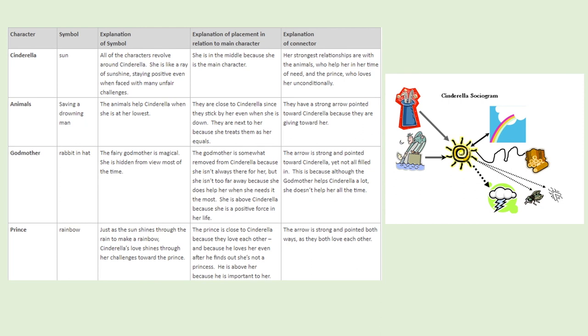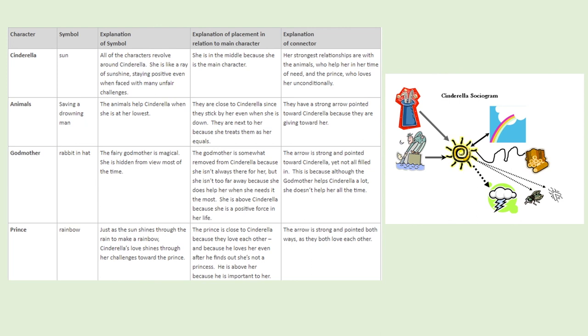The animals from the story, so this would be the Disney movie, if you're familiar with that. She had mice who were her close friends and some other animals who helped her out. So if you see the person saving a drowning man, that's representing the animals in the story, because the animals are the ones who help Cinderella when she's at her lowest. You can see their placement is close to her because they stick by her even when she is down. And they're also right next to her because she treats them as her equals. They have a strong arrow because they are giving toward her.